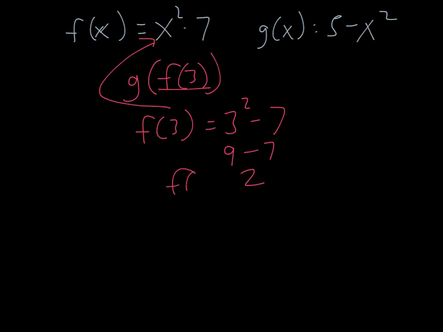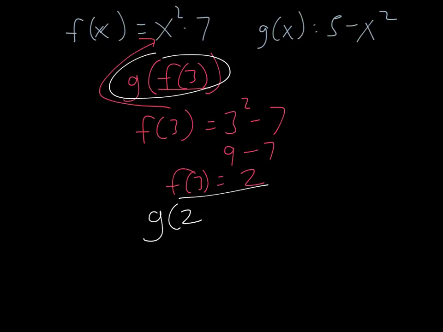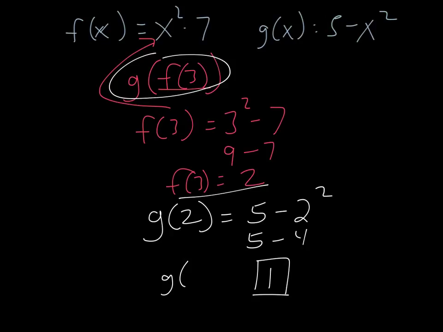So f of 3 equals 2, but I'm asked to evaluate g of f of 3. Well, if f of 3 equals 2, I'm really just taking g of 2, which equals 5 minus 2 squared, or 5 minus 4, which is 1. So I could say that g of f of 3 equals 1. Isn't composing functions fun?